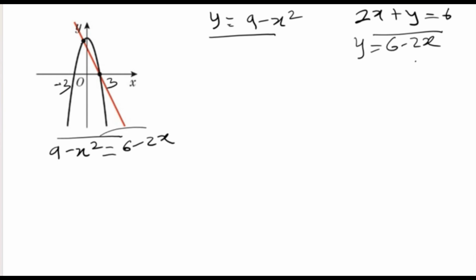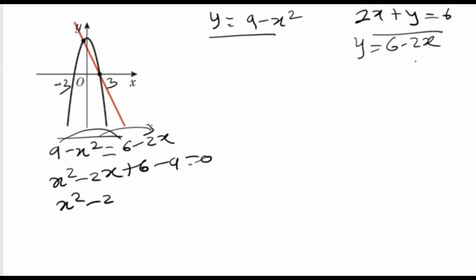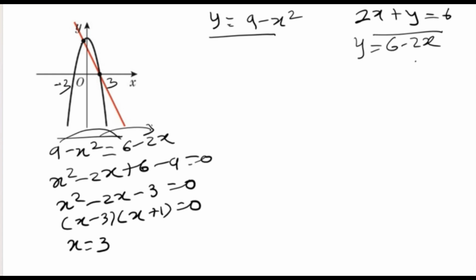Because it's a minus x squared, I am moving it to this side and writing equal to 0. So x squared minus 2x plus 6 minus 9 equal to 0. I move the 9 to this side as well. So x squared minus 2x minus 3 equal to 0. That will give me x minus 3 and x plus 1 equal to 0. So x is equal to 3 and x is equal to minus 1. So this is how we get the x coordinates.